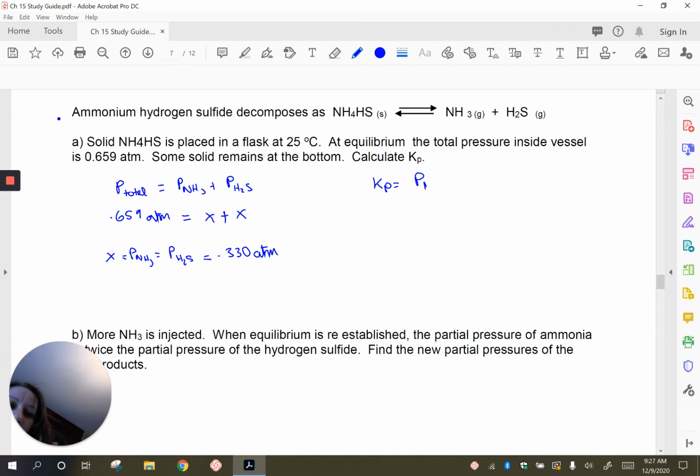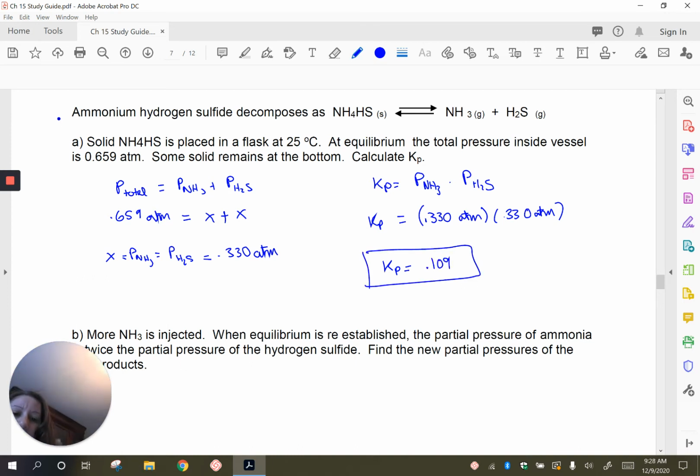We want to calculate Kp, so we're going to write the Kp expression. It's going to be the partial pressure of the NH3 times the partial pressure of the H2S. Now that we have them, we can plug them in. So 0.330 atm times 0.330 atm. You multiply them together to get your Kp. You get 0.109. The units would be atm squared in this case, but remember, they don't care about the units for K, whether it's Kp or Kc, so you don't need to include it in there.